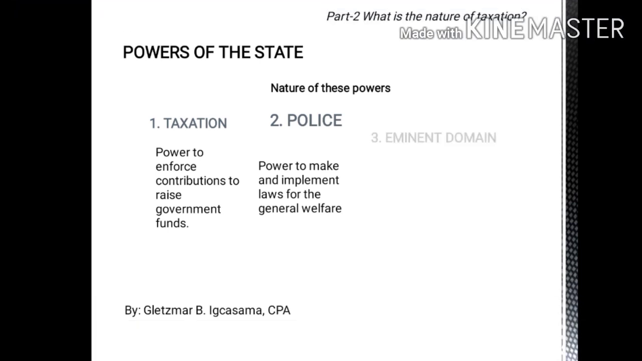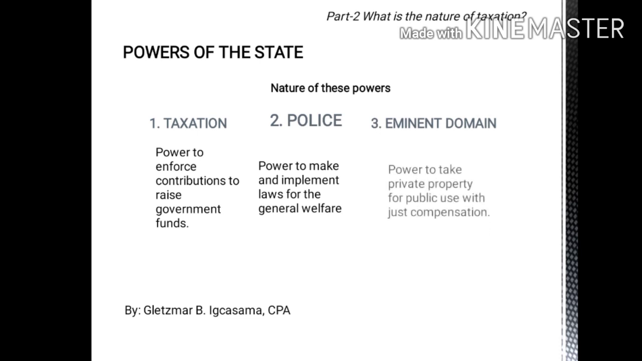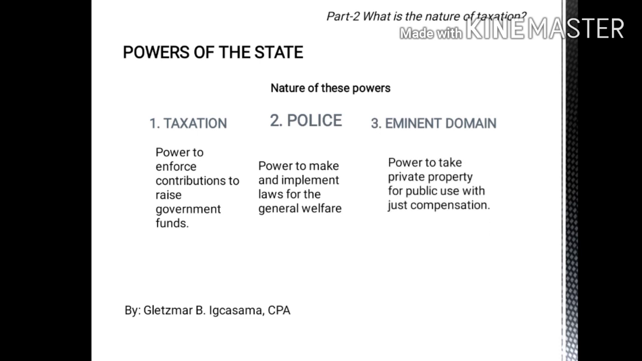The last power is eminent domain, which is just the power of the government to take private property for public use with just compensation. So let's say, for example, you have a land and you have the title to that land. The government can take it. However, the government can only take it for public use.